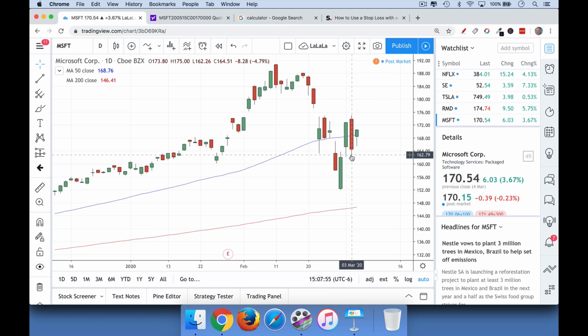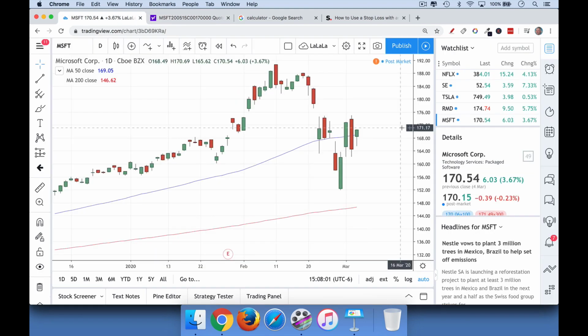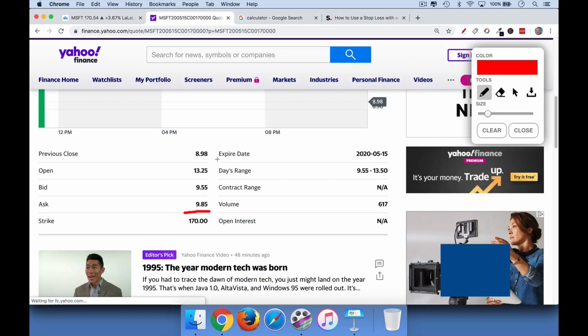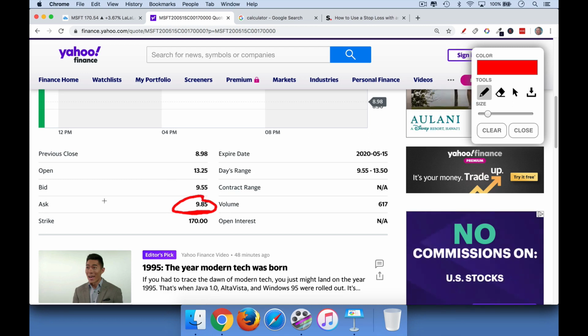So what we will do is buy the call option right here, and then if the stock goes below 162.26, or call it 162, we will exit our call option. When you're trading options in this manner, you don't want to take a stop loss based on the option price. For example, if I enter at 9.85, it's very hard looking at a call option to know where you should put your stop loss.